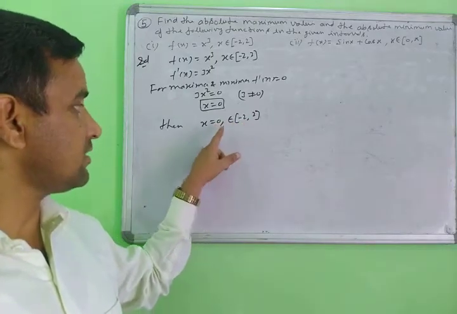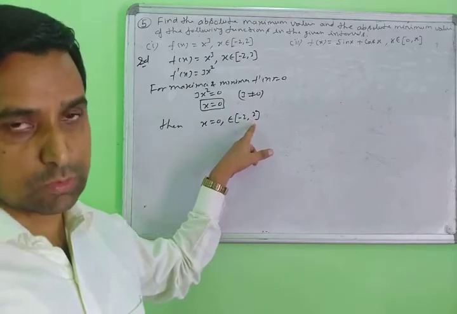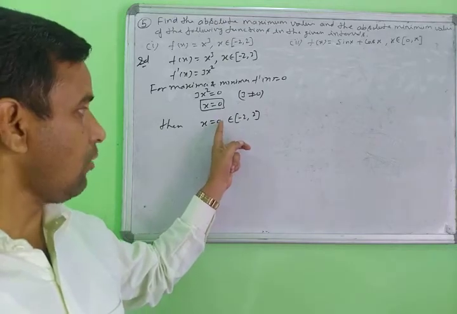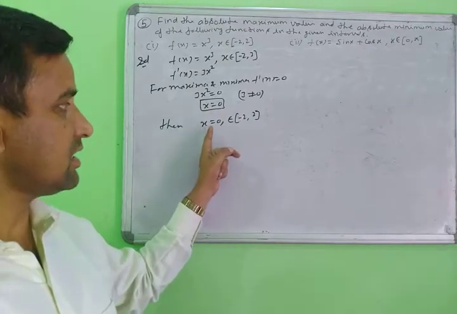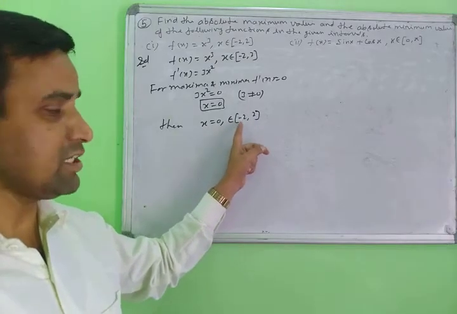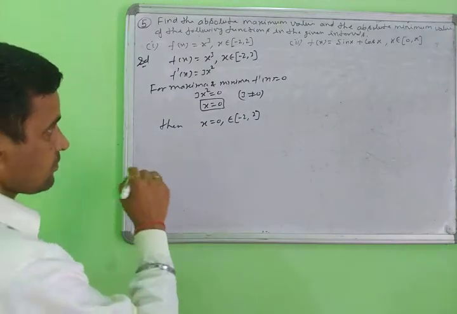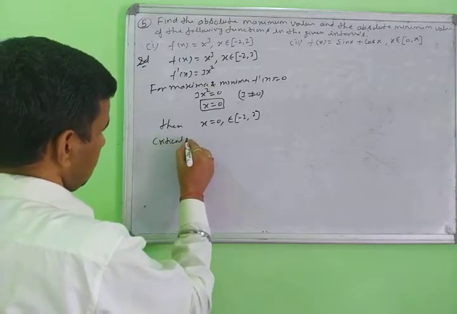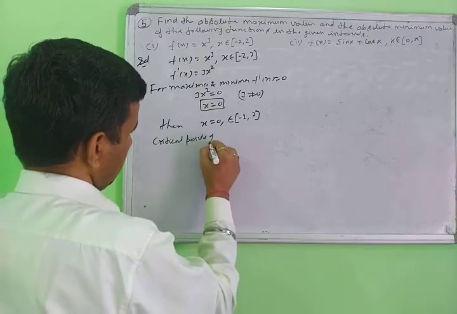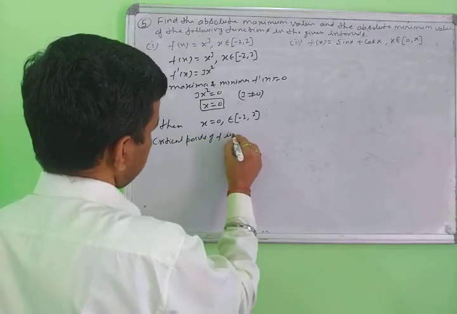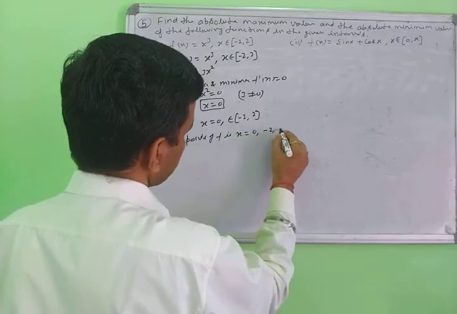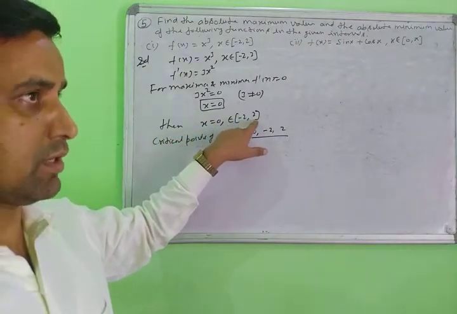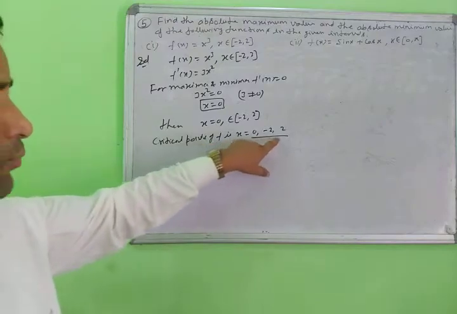Then your critical point is 0, and -2 and +2 also, the end points of this closed interval. How many points are these? All including the critical points and the end points of the closed interval. Critical points of the function are x equal to 0, -2 and 2. Look very carefully, 0 and -2 and +2 here. Then find the value at all the points here.